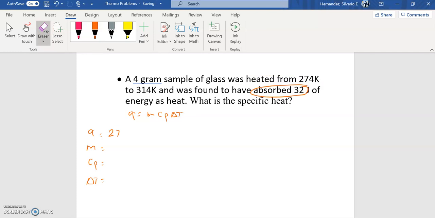Looking for a unit of joules whenever I'm talking about heat or energy. So that should be 32 joules. Let me see if I can write this correctly. So 32 joules of energy is what was added to a 4 gram. So here's my mass. 4 gram sample of glass.